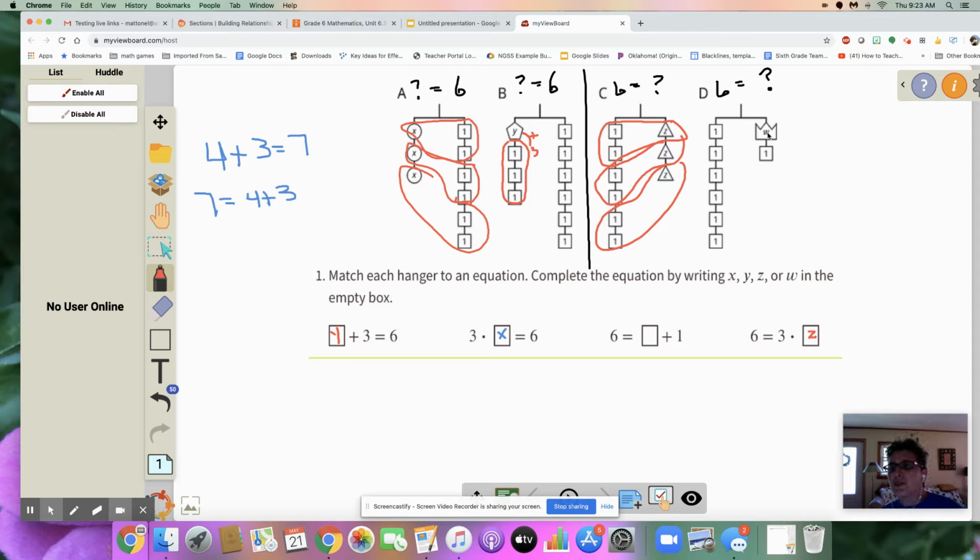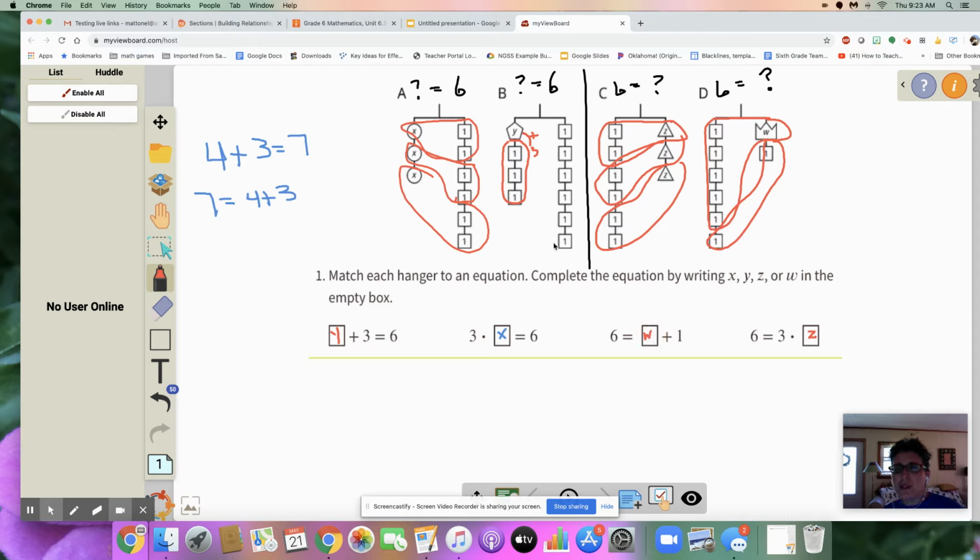And then this one over here, I have a w and a 1. I can match these up. I've got that there. I can match up this little one here. They all match. So that will be w.